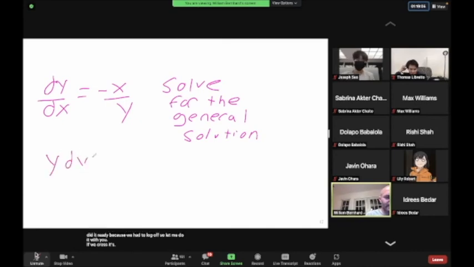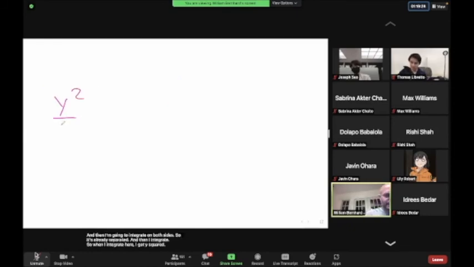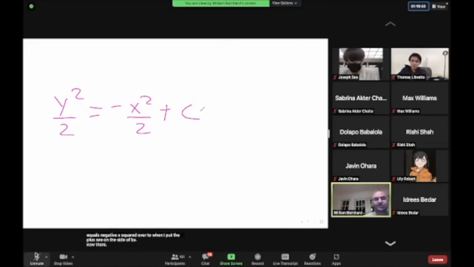If we cross multiply, it's y dy equals negative x dx, and already it's separated, which is kind of nice. So already we have negative x dx, so things are looking good for us. And then I'm going to integrate on both sides. So when I integrate here, I get y squared over 2 equals negative x squared over 2, and I put the plus c on the side of the x. Now, there's no initial condition, so we're not finding the c.